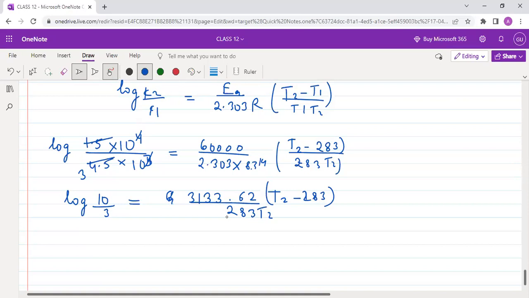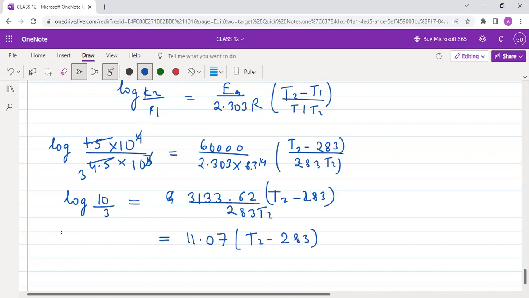283, right? Yes. So you'll get somewhere around 11.07 into T2 minus 283. Okay, so the right side is easy to solve, it just involves calculations.